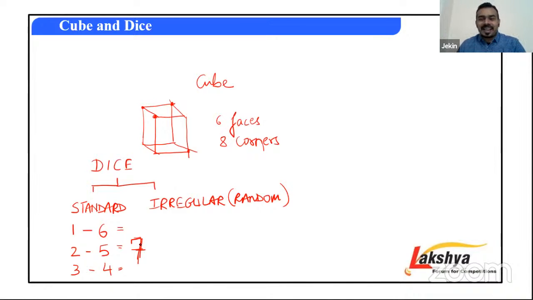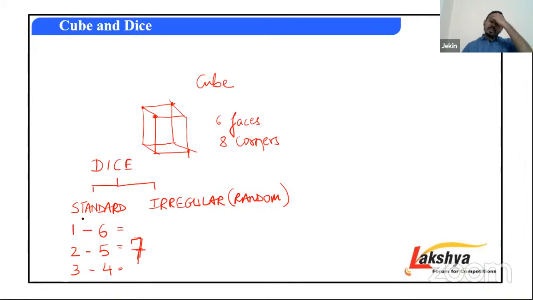Unfortunately, in NTSE, National Talent Search Level Exams, you will not get questions on a standard dice. If you get one, dance for 2 seconds, remember the opposite faces I'm telling you, and mark the right answer.